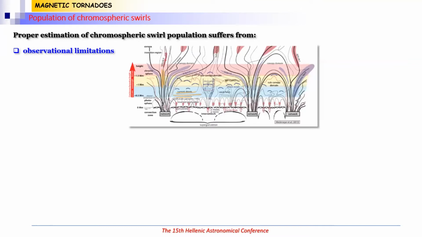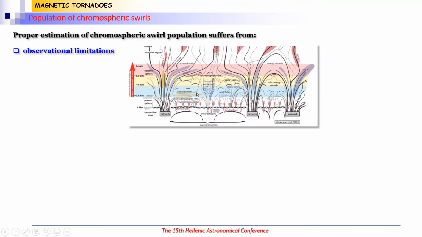Now, the proper estimation of the chromospheric swirl population, I told you that Wedemeyer estimated something like 11,000 such structures, basically suffers from two things. One is observational limitations. As you can see in this cartoon by Wedemeyer, basically the solar chromosphere is full of flows like spicules, the canopy, and other structures, jets, and so on.